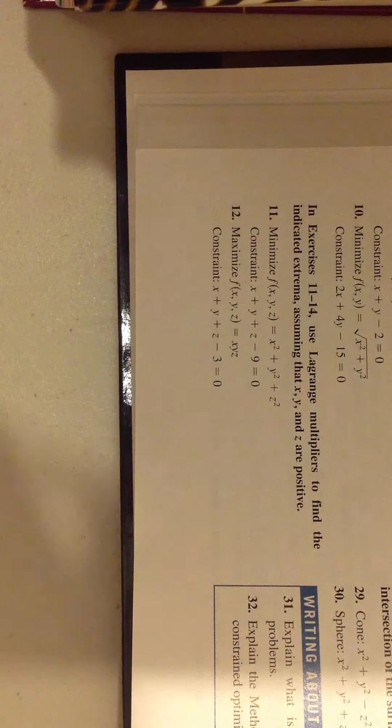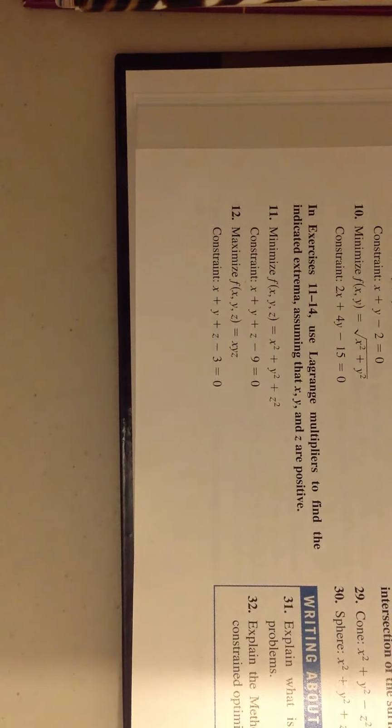Section 13.10, problem number 11. As you can see here, I'm showing you the problem from the book. It says in exercises 11 through 14, use Lagrange multipliers to find the indicated extrema, assuming that x, y, and z are positive. And it gives us a function f of x, y, z equals x squared plus y squared plus z squared, and the constraint x plus y plus z minus 9 equals 0. So let's go to the work.